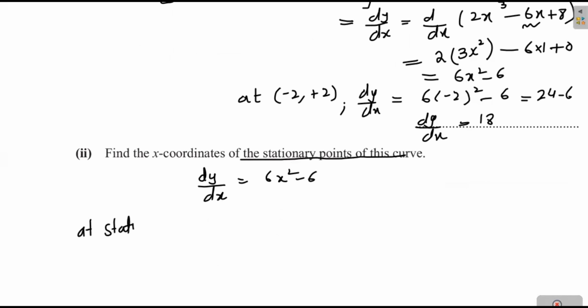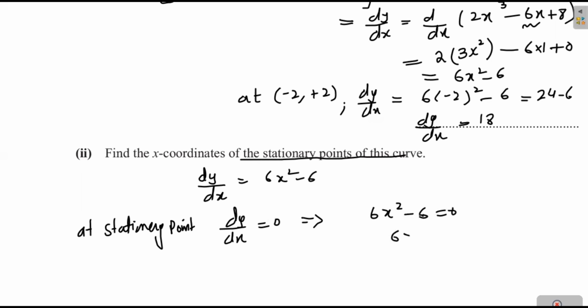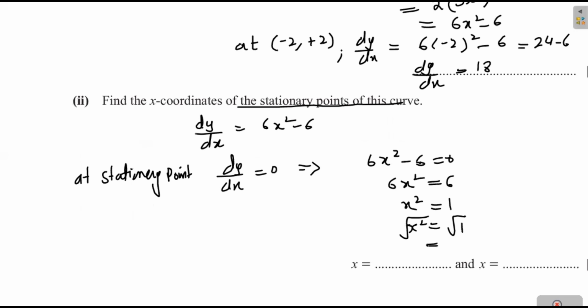We write, at the stationary point, dy over dx equal to 0. Now dy over dx equal to 0, we can write 6x squared minus 6 equal to 0, and this becomes 6x squared equal to 6, and x squared will be equal to 1. Therefore, we take the square root on both sides to get the value of x. This will be x equal to plus or minus 1. This is x is 1 and minus 1. This is the answer.